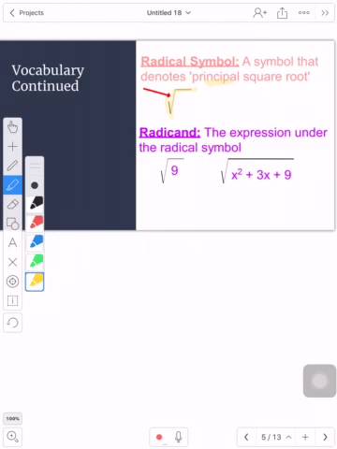And the next vocabulary word is the radicand. The radicand is the expression underneath the radical symbol. So here, my radicand is 9. Here, my radicand happens to be an expression. It's x squared plus 3x plus 9. So radical is the symbol. Radicand is the expression underneath.